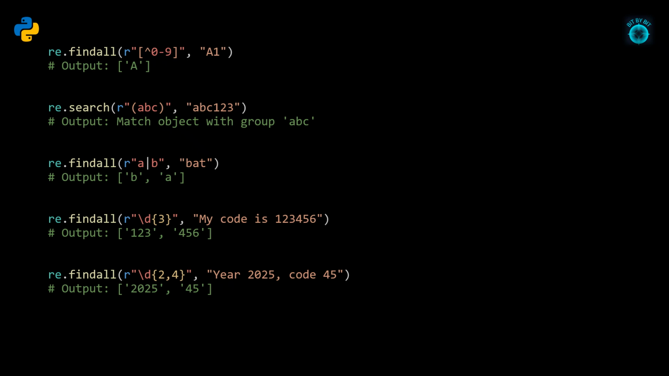In number 4, the pattern looks for exactly 3 digits in a row. In the string "my code is 123456", it finds 123 and 456. And the final example finds numbers that are between 2 and 4 digits long. In the string "year 2025, code 45", it finds 2025 and 45.